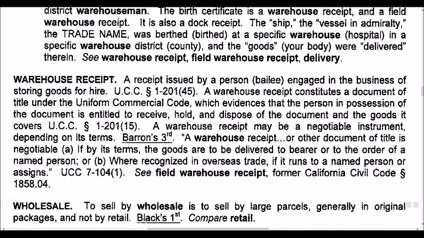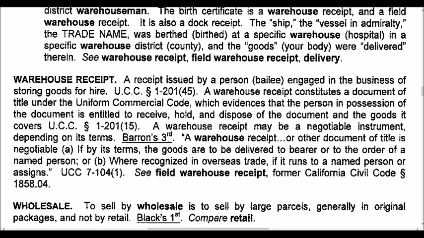Warehouse receipt. A receipt issued by a person or bailee engaged in the business of storing goods for hire. UCC 1-201-45. A warehouse receipt constitutes a document of title under the Uniform Commercial Code which evidences that a person in possession of the document is entitled to receive, hold, and dispose of the document and the goods it covers.